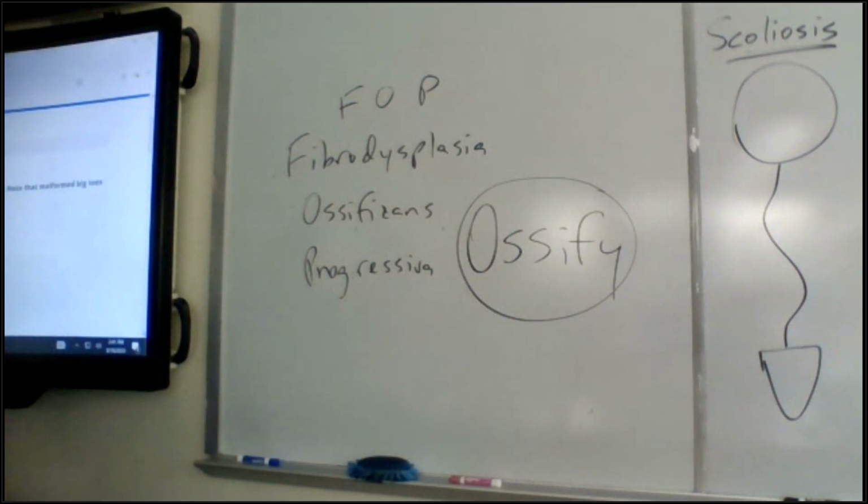So the body, through this disorder and through certain triggers, can initiate the reaction where soft tissue, muscle, ligaments, and tendons can ossify and become bone. How is this a problem? You tell me, what do you think? How is this a problem? Go ahead.